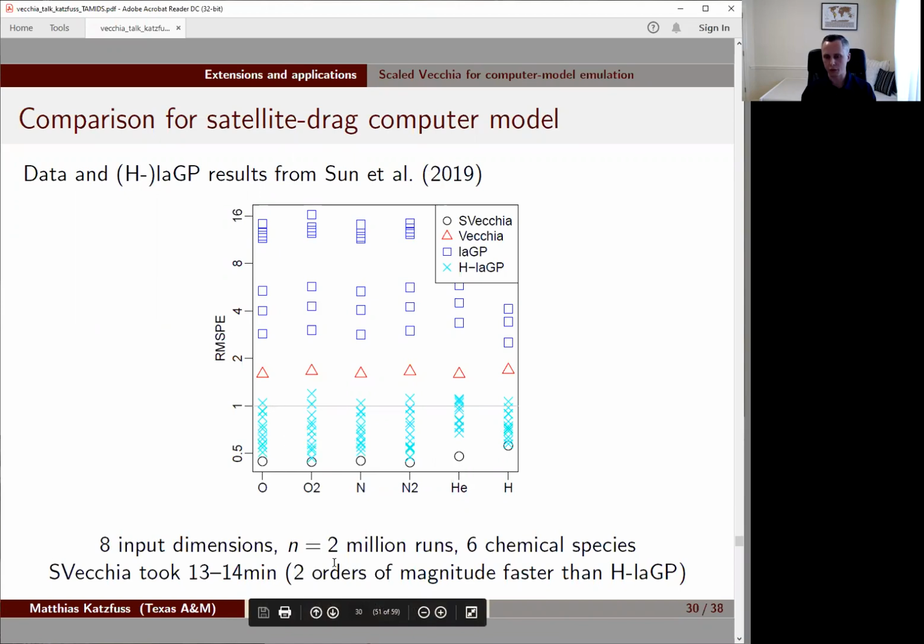Okay, so in this example here, we had n equal to 2 million, and there are these 6 different chemical species. That's not so important, but basically 6 different settings. And here we had 8 input dimensions for this satellite drag computer model.